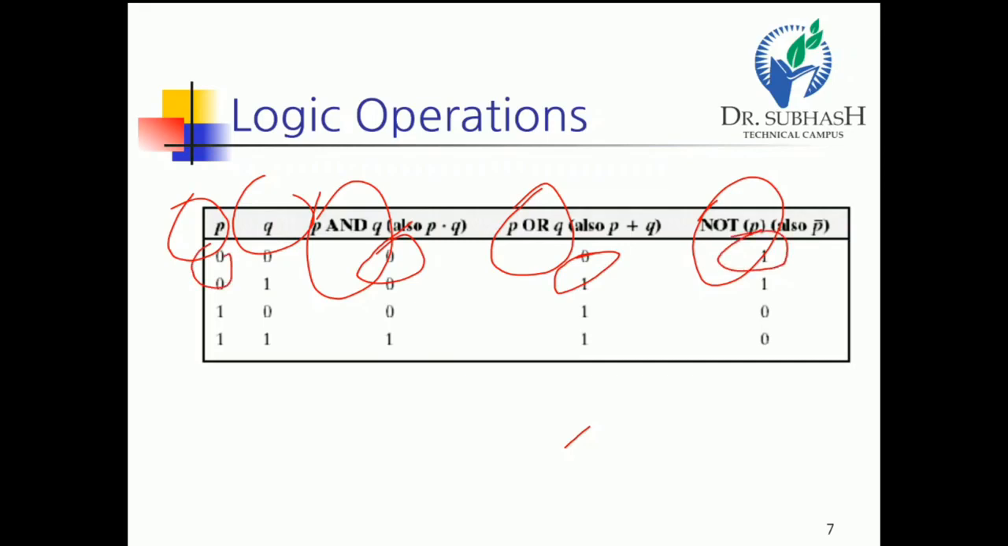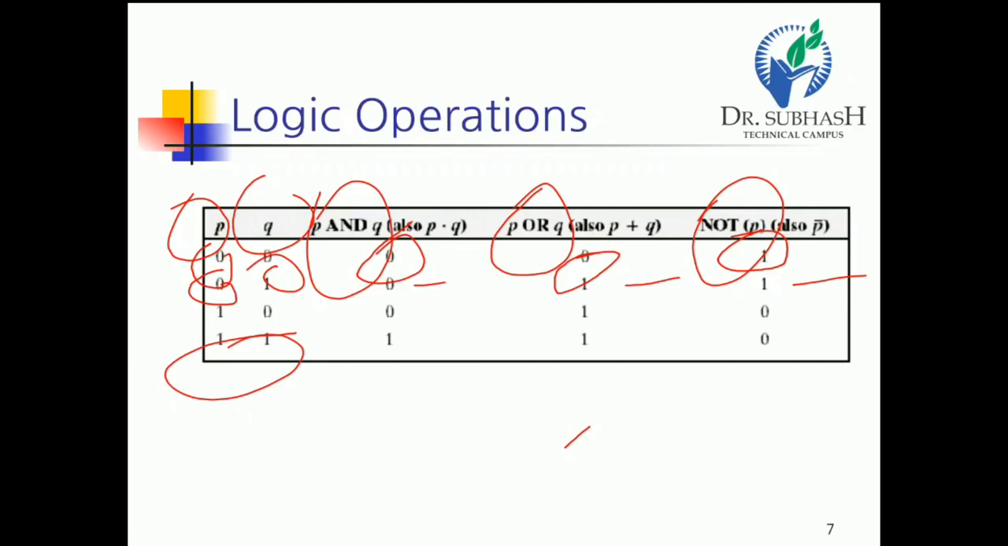Now in a similar way, suppose that p is 0 and q is 1, the second possibility. Multiplication means the AND operation, and we get the result 0. In the case of the OR operation, the result is 1, and the complement of p is again 1. Similarly, find the last result: p is 1 and q is 1.